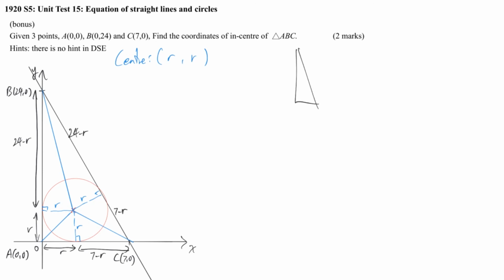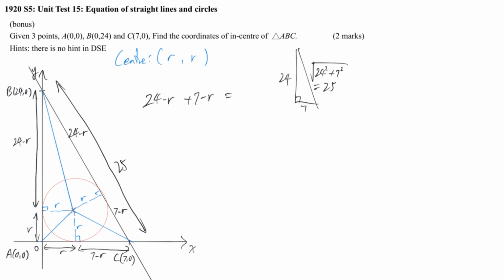If we consider the right angle triangle with sides 24 and 7, then the hypotenuse is the square root of 24 squared plus 7 squared, which is equal to 25. This means that the total length here is 25. Therefore, we can write down an equation with r: 24 minus r together with 7 minus r is equal to 25. So 2r is equal to 6, and r is equal to 3. That's why the in-center is (3, 3).